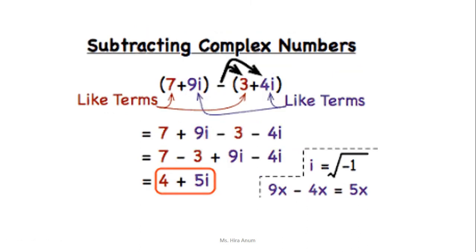Subtraction. 7 plus 9 iota minus 3 plus 4 iota. As we know, real part add or subtract real part, imaginary part add or subtract imaginary part. 7 minus 3 plus 9 minus 4 iota, 4 plus 5 iota.